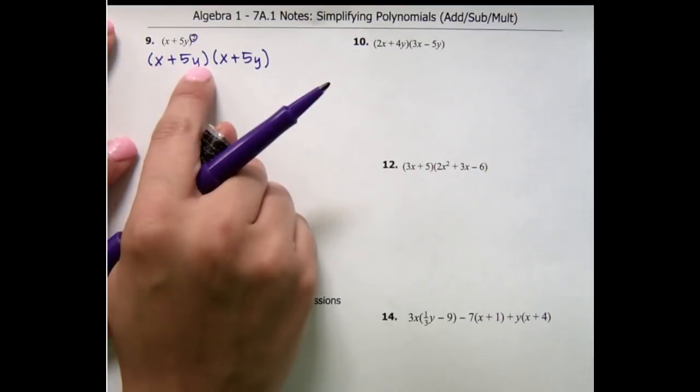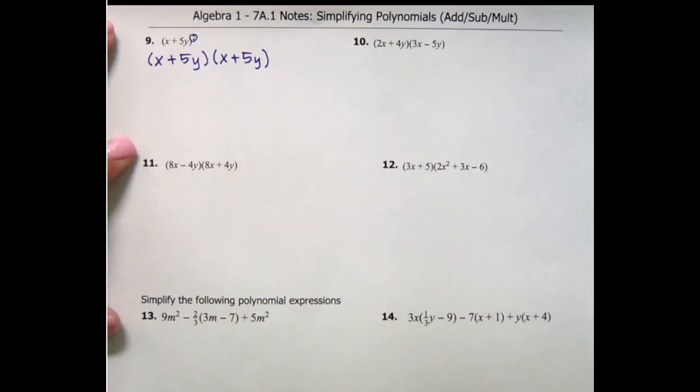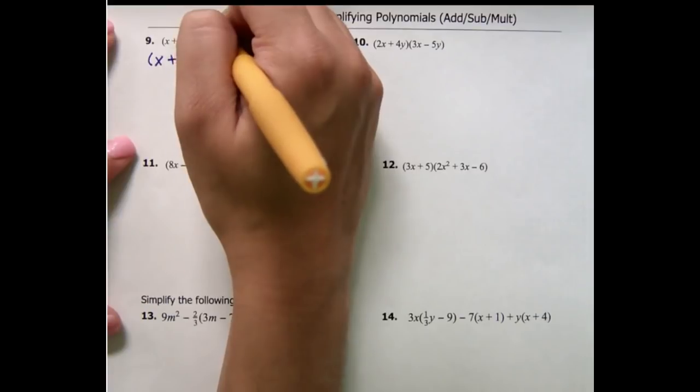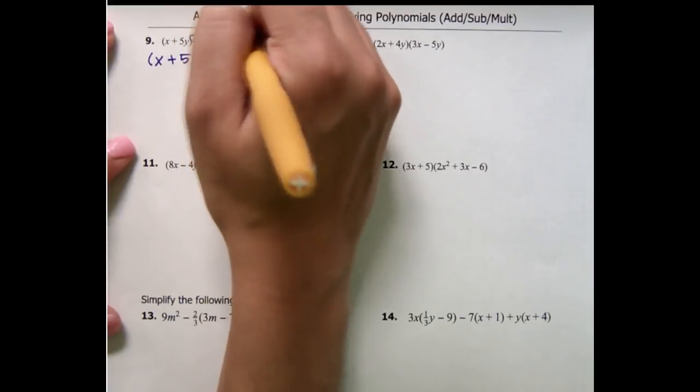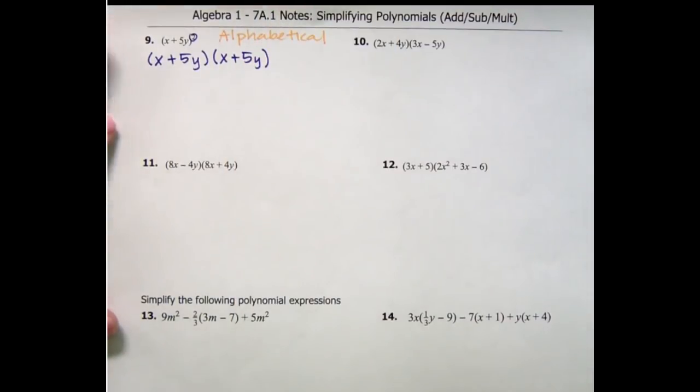Now notice also we have a different variable. We used to only have x, now we have x and y. So in these examples where you have multiple variables, you need to make sure that you write them in standard form, but also in alphabetical order, because we have different letters, different variables.